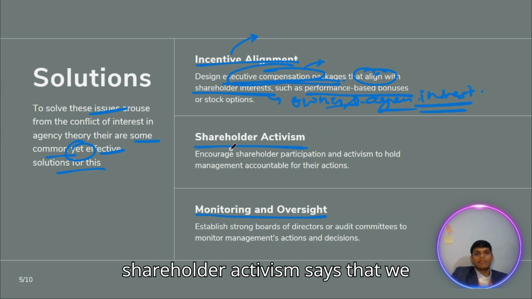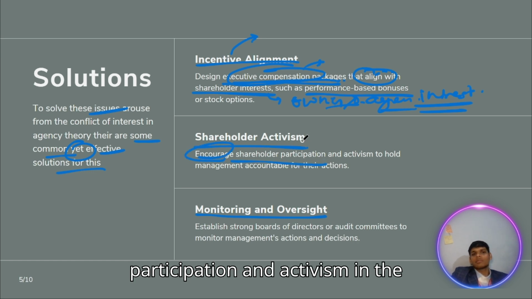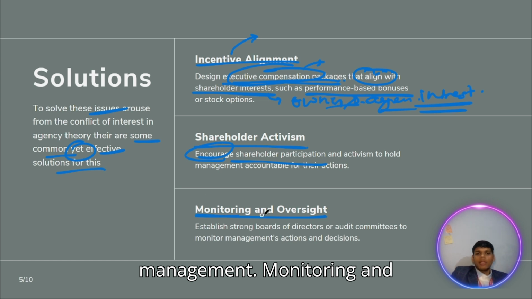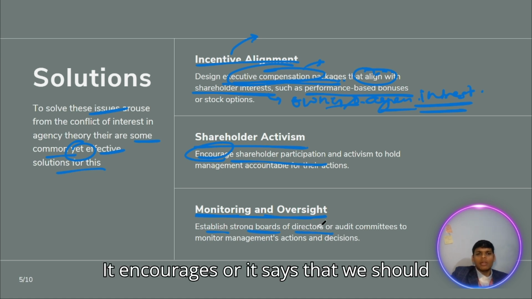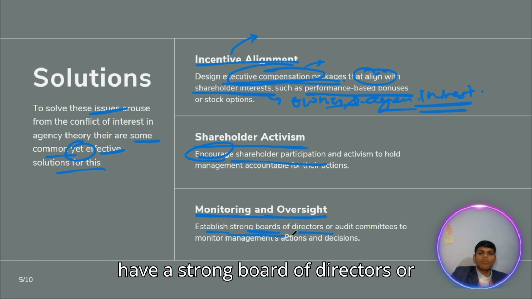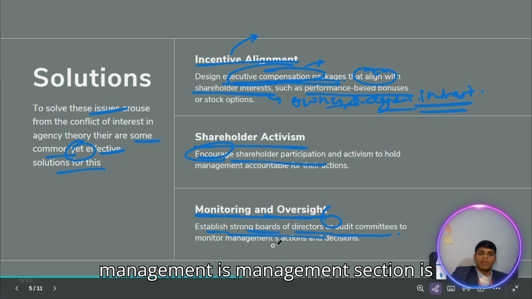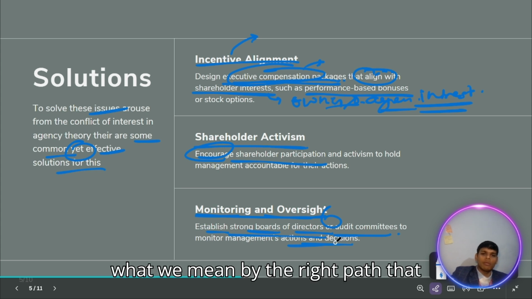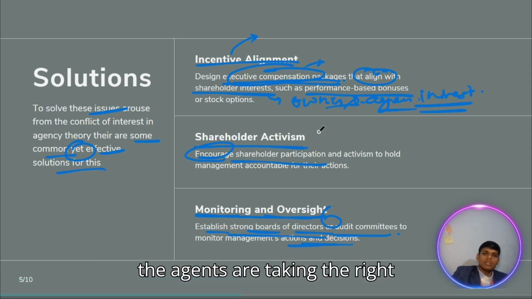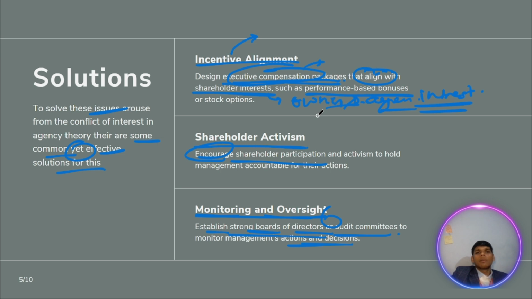The second, shareholder activism, says that we should encourage shareholder participation and activism in the management. Monitoring and oversight establishes a strong board. It says that we should have a strong board of directors or audit committees to monitor that the management and its decisions are on the right path. What we mean by the right path is that the agents are taking the right decisions for the betterment of the organization and are not prioritizing their personal goals over the organization's.